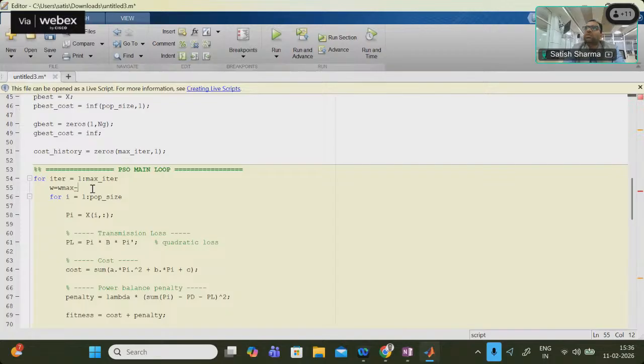Let's talk about the dynamic inertia weight. It is an improvement on the existing PSO. We take the iteration divided by the maximum iterations, and then multiply it with w max minus w min. So you can see that with the help of this formula we are changing the inertia values.